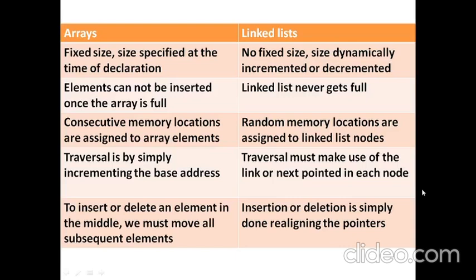So knowledge of the base address is enough to locate any element in the array and also to traverse the array based on that base address. But coming to the linked list, the problem with the linked list is that the nodes are not in consecutive memory locations, they are in random memory locations. So even if you know the address of the first node, you can't know the address of the second node with the help of it.